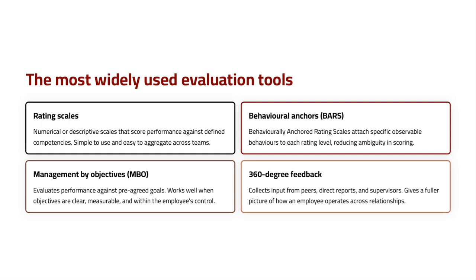This method works best when objectives are clear, measurable, and within the employee's control. Finally, 360-degree feedback gathers input from peers, direct reports, and supervisors, providing a fuller picture of how an employee operates across different relationships. Each of these tools offers unique benefits depending on the context and goals of the evaluation.